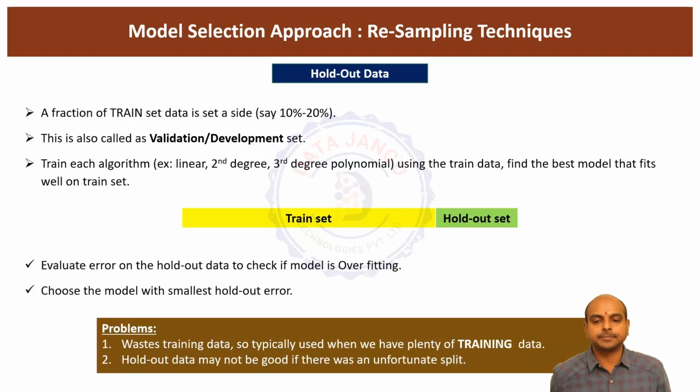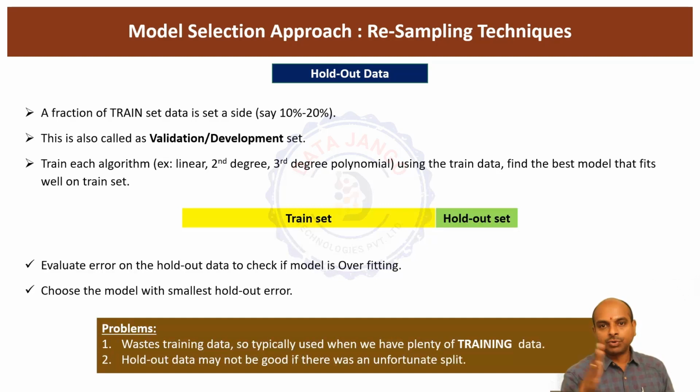Hello and welcome back. So we have seen how resampling techniques help you in choosing the best model, selecting the best model without touching the test set. We have used k-fold cross validation where we found that the third degree polynomial is the best algorithm which actually understands the pattern well on the salary prediction dataset.